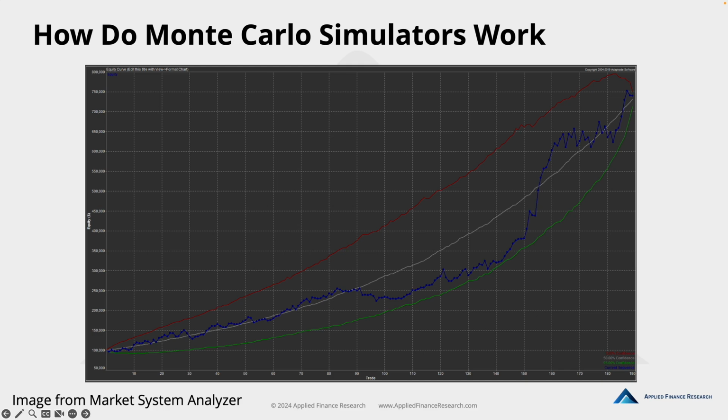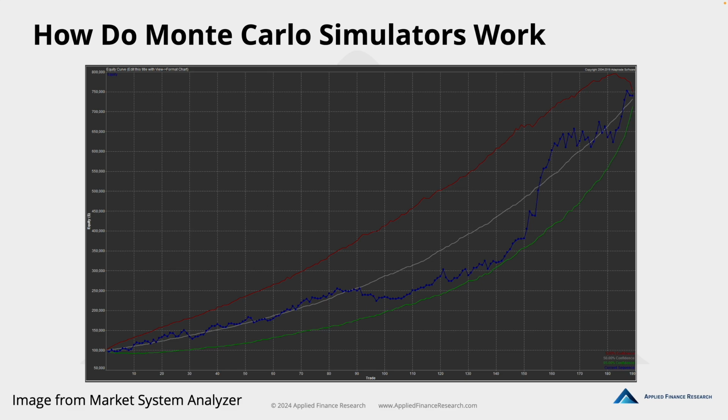So it means that of our 1,000 runs, 95% of them were no lower than the green line at any given point on the equity curve. And of our 1,000 runs, 95% of them were no higher than the red line at any given point on the equity curve. So we could pick a point along the curve, let's say trade 100 right here. And we can say that if we lived 1,000 lifetimes or 1,000 parallel universes in which we took the 190 trades from this system, in 950 of those lifetimes, our equity would be above the green line.